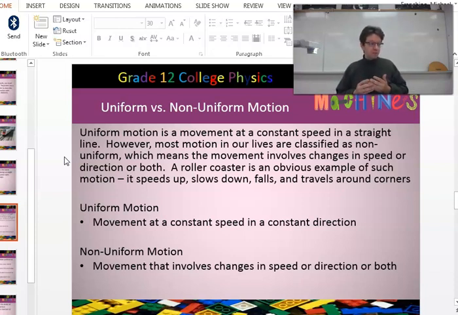Non-uniform motion, well, non-uniform means not the same or changing. So if that car that was traveling at 60 kilometers per hour has to stop because there's a red light, it comes to a stop. Its motion changed. And that motion going from 60 to 0 in whatever time period is called non-uniform motion.